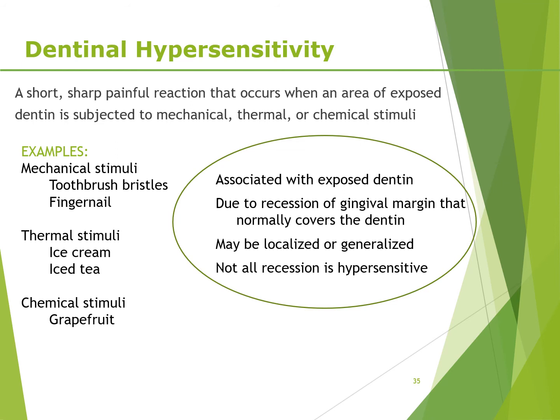The chemical stimuli, I don't come in contact with that a lot in private practice, but the textbook gives an example of grapefruit. If you think of grapefruit, it's acidic, so maybe that has to do with acidic fruits, vegetables, foods, things like that. It's most likely associated with patients that have gingival recession. It can be localized or generalized, like the circle in the box states here.